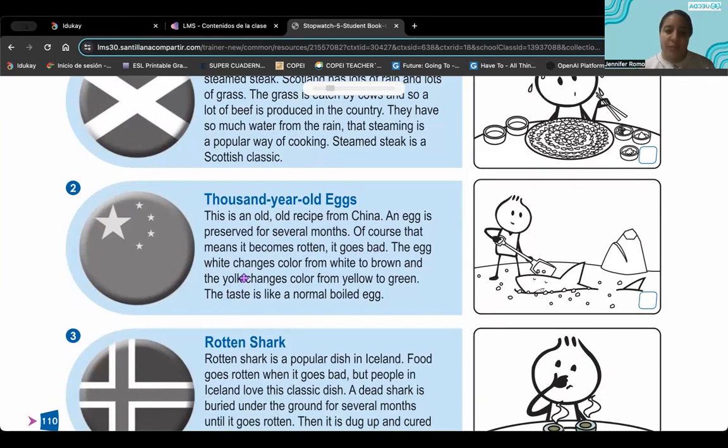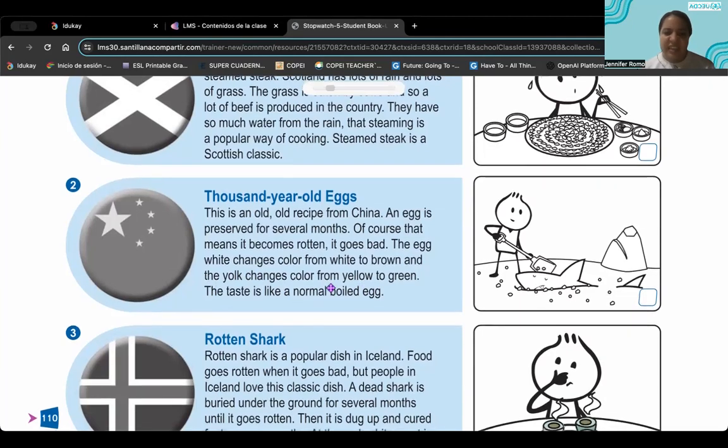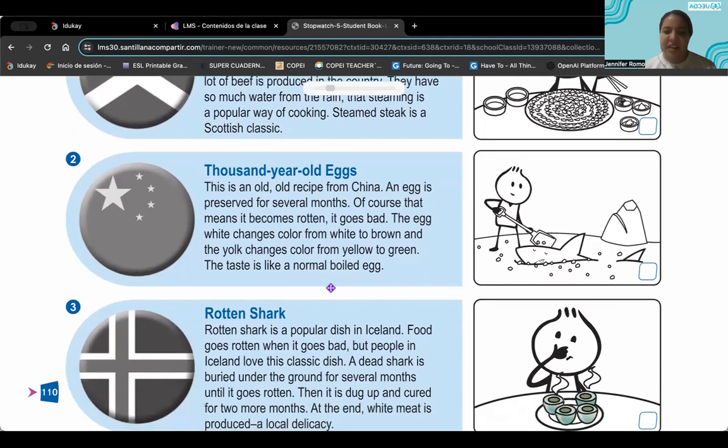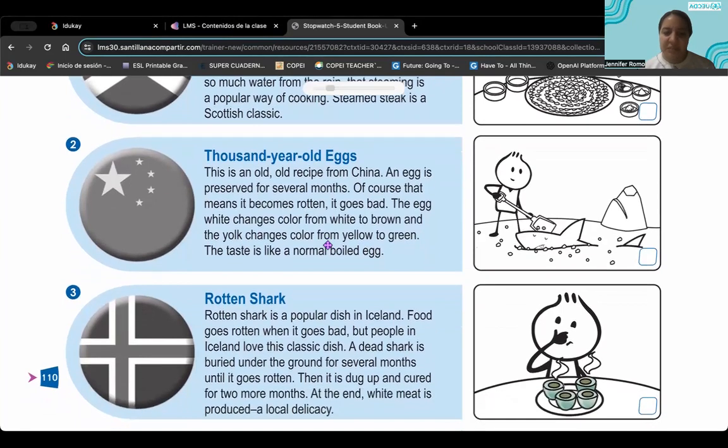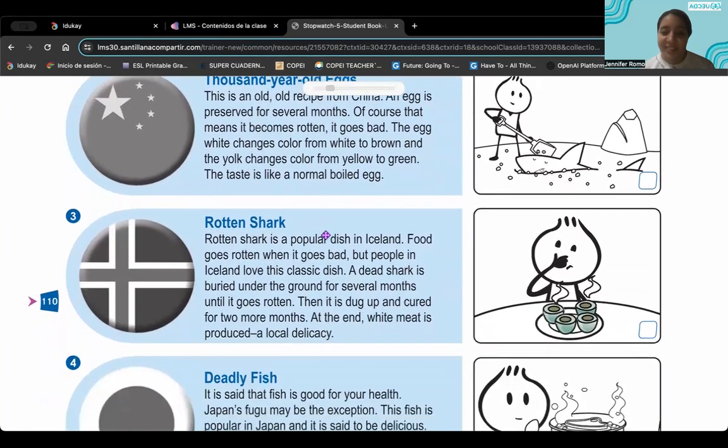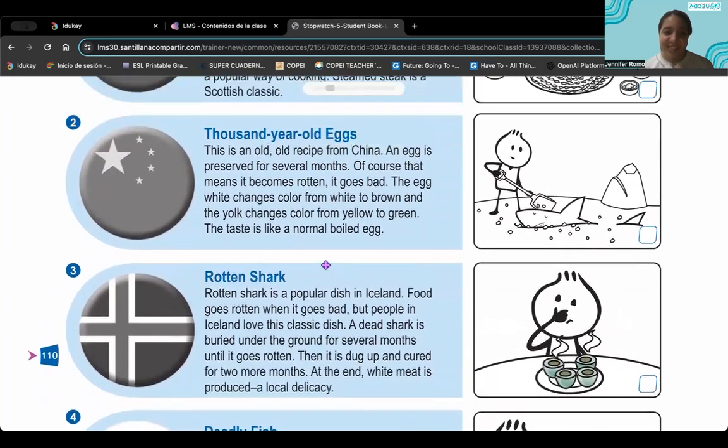The egg white changes color from white to brown. La clara del huevo cambia de color de blanca a café. The yolk changes color from yellow to green. Y que la yema cambia el color de amarillo al verde. The taste is like a normal boiled egg. El sabor es parecido al huevo hervido. That's disgusting. Eso es asqueroso.